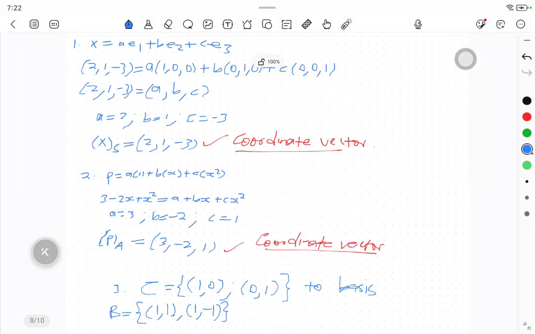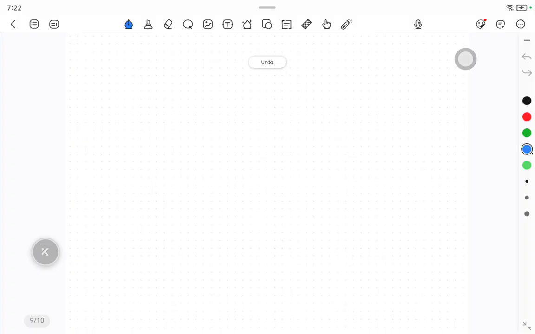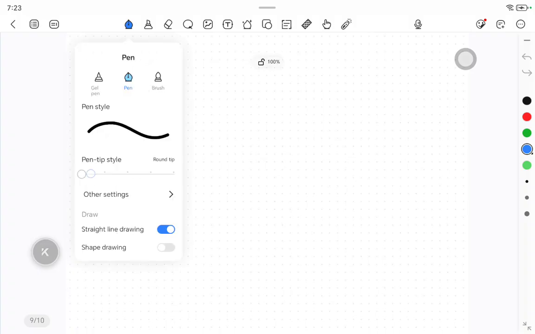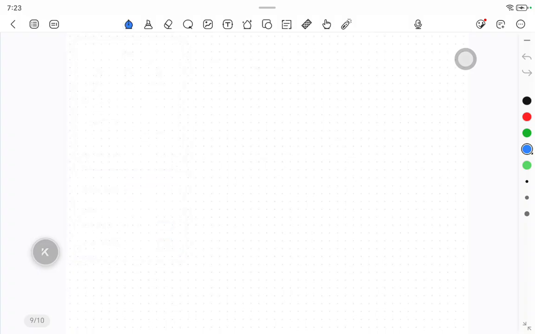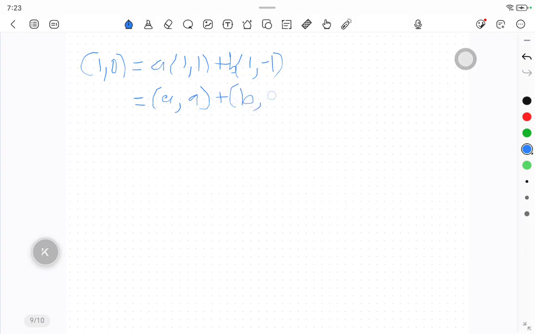C to B, I'm going to take everything in C and write it as a linear combination of these. So I'm going to say 1, 0 is equal to A times 1, 1 plus B times 1, minus 1. Then I solve for these values. This is A plus B, A minus B. Then we have 1, 0.